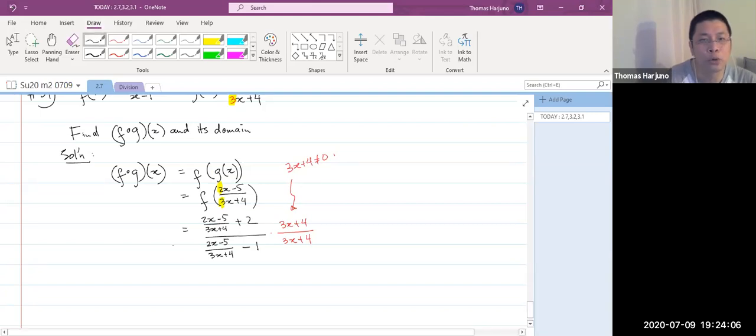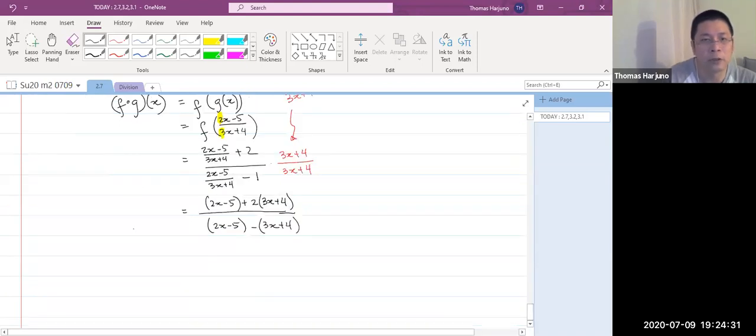Now, if I do so, then on the top left, the 3x plus 4 cancels. I get 2x minus 5. On the top right, I will have 2 times (3x plus 4). Bottom left, I get 2x minus 5 minus 1 times that. Fast forward, you need to show that though. I will just use dot dot dot here, but fast forward, I will get (8x plus 3) over (negative x minus 9).